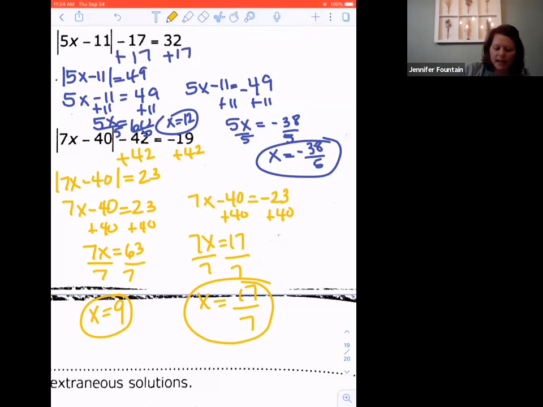Then the next one, the absolute value of 7x minus 40 minus 42 equals negative 19. I have x equals 9 and x equals 17 over 7. Any questions about either of those problems?